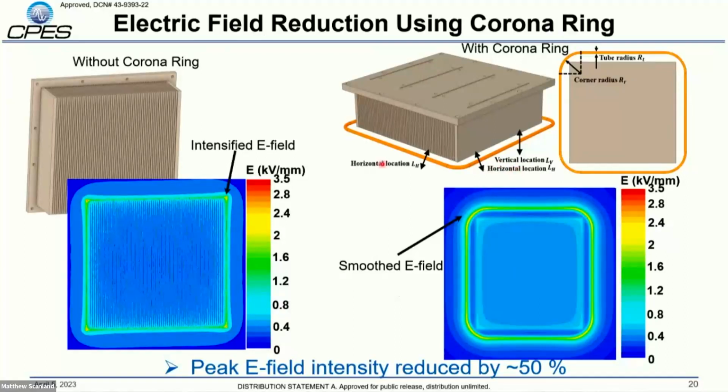And well, if we look at just a typical heat sink, it's kind of as expected. You're going to have your field enhancements on the corners of the heat sink because of the sharp points.